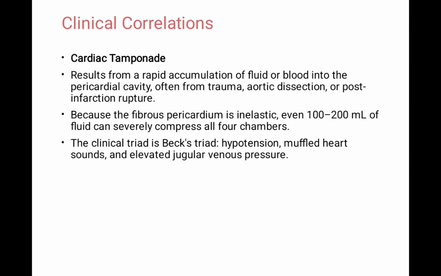So let's look at clinical correlates. We have cardiac tamponade. Cardiac tamponade results from a rapid accumulation of fluid in the pericardial cavity. Basically, it is the inability of the heart to expand. This fluid could be blood, could be anything. It accumulates in the pericardial cavity, often as a result of trauma, aortic dissection, or a post-infarction rupture.